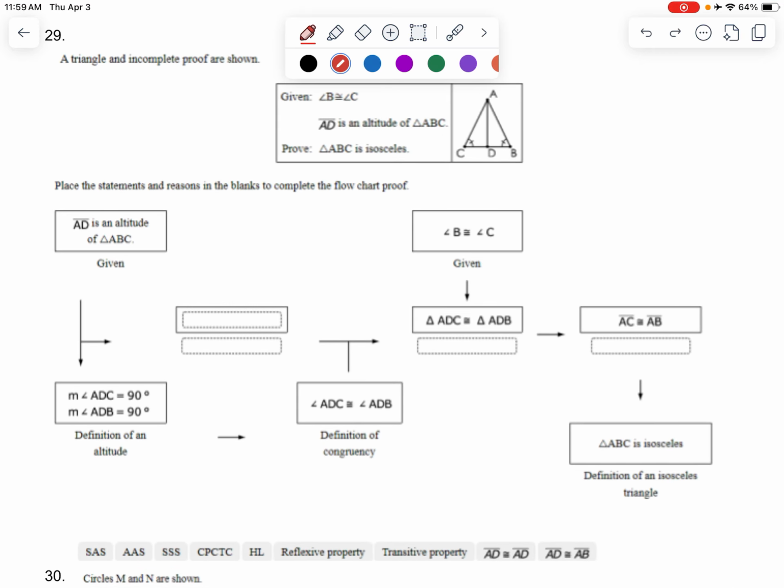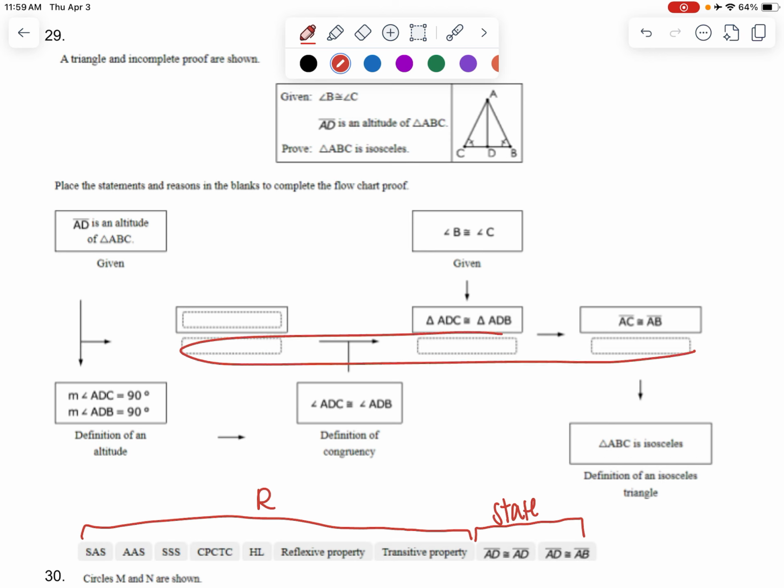I just want to point out that these right here would be statements, and these right here would be reasons. And the reason we point that out, remember, is because these right here should be reasons. All three of these, sorry. And then this right here is my statement. So I've really narrowed down what I'm trying to do here.